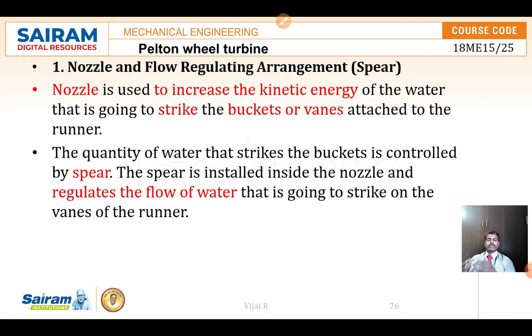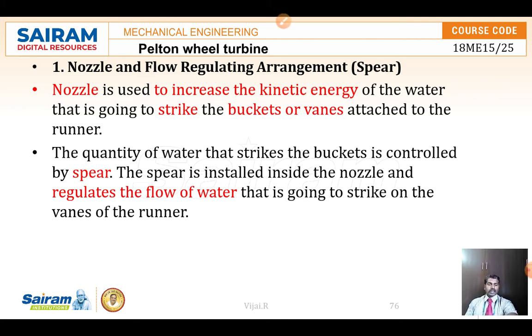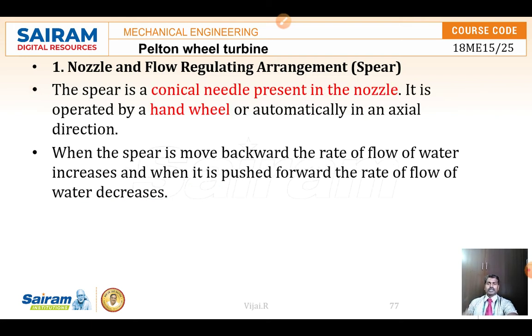So the nozzle is used to increase the kinetic energy of the water, and it is going to strike on the buckets, so that it converts the kinetic energy of water into rotary energy of the motor shaft. The conical needle present in the nozzle can be operated by a hand wheel at the back.